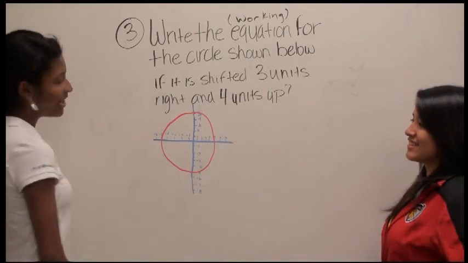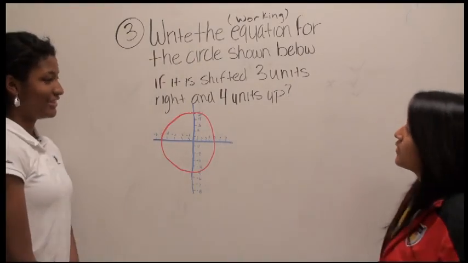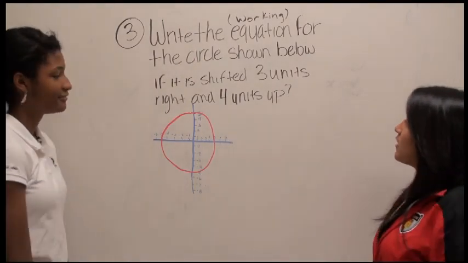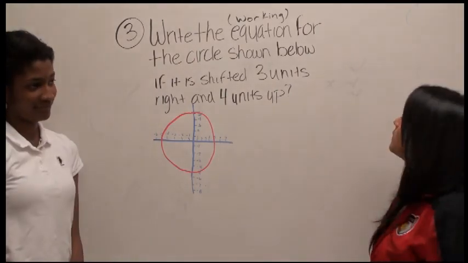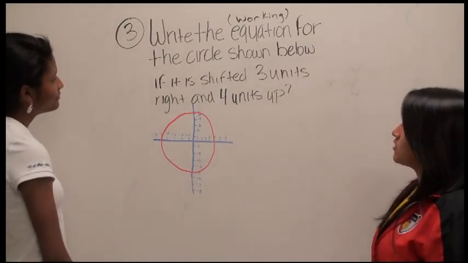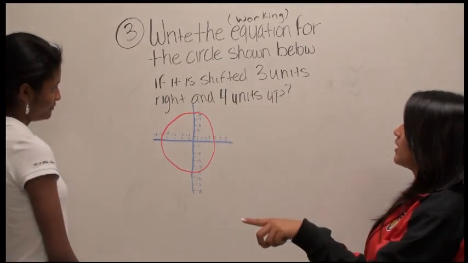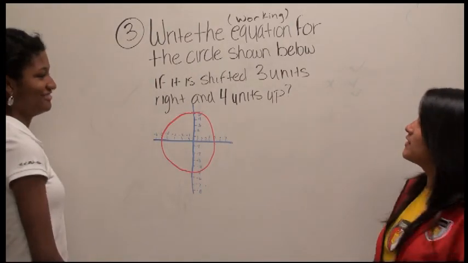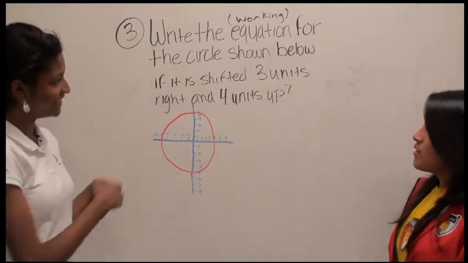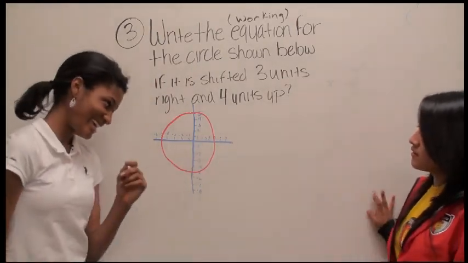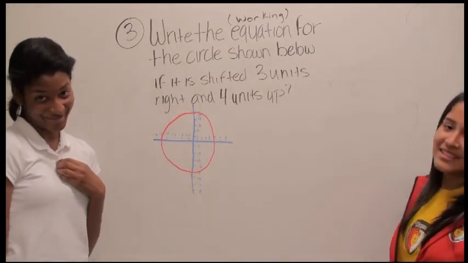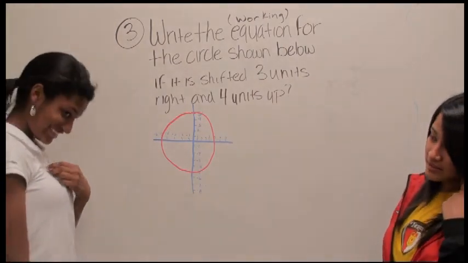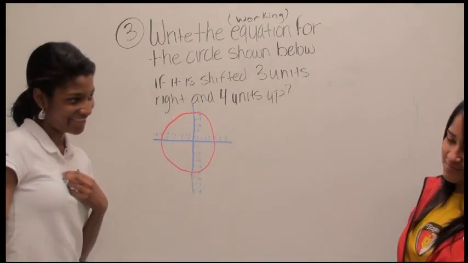Alright, now let's start with question 3. The question reads: write the equation, the working form, for the circle shown below if it is shifted 3 units right and 4 units up. Let's note that all the measurements aren't accurate here. Alright, here's the graph.